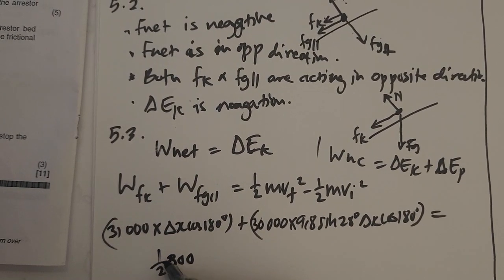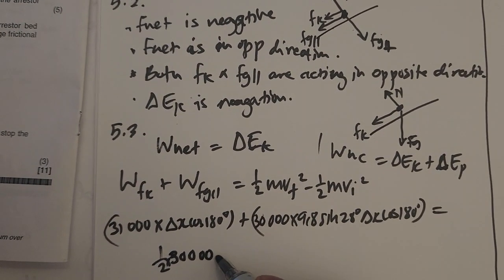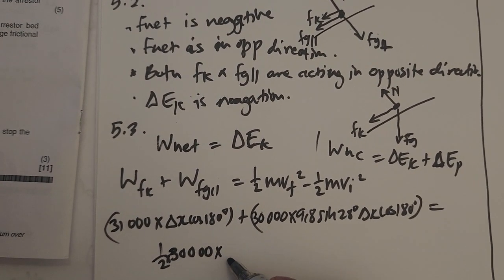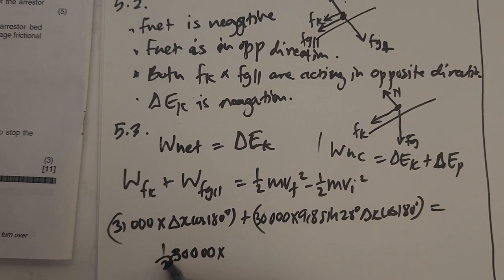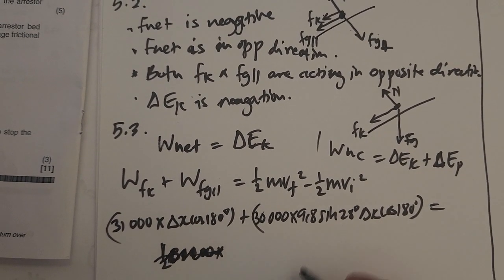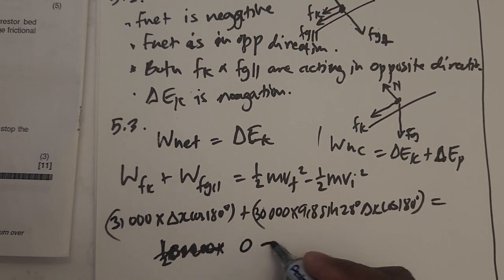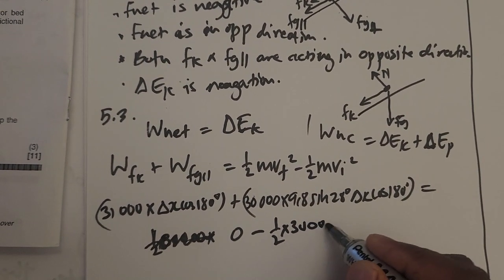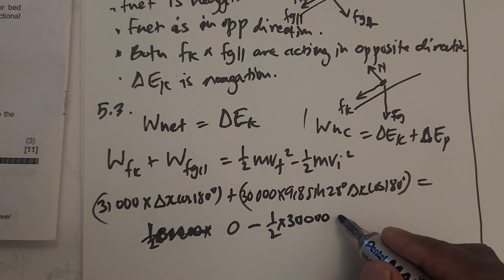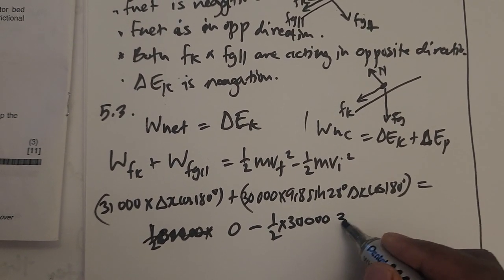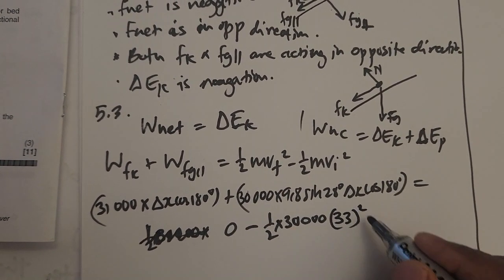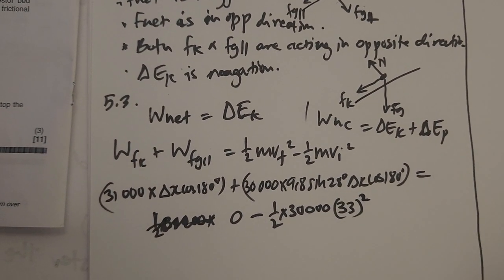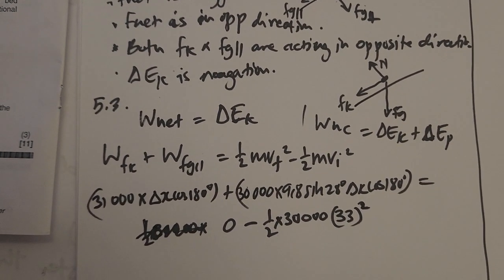30,000 multiplied by, oh sorry, this you don't have to struggle. 0 minus half of 30,000. Initial velocity is 33 meters per second squared. That is one way of doing it.